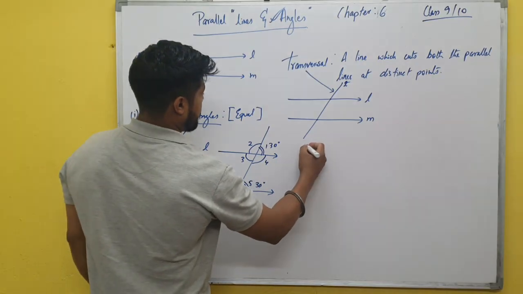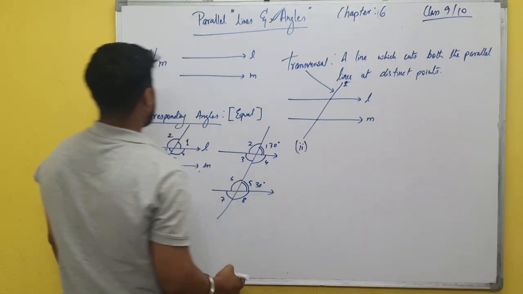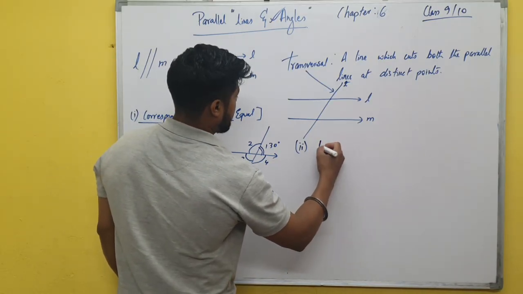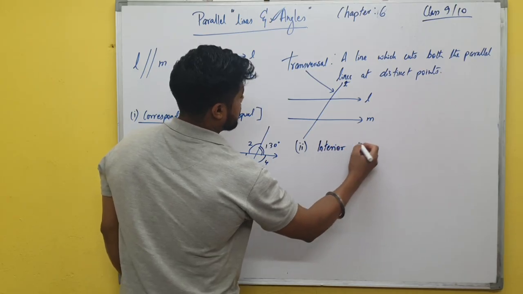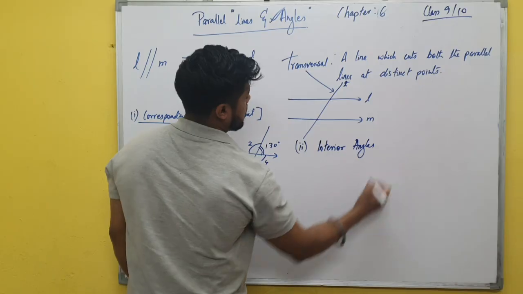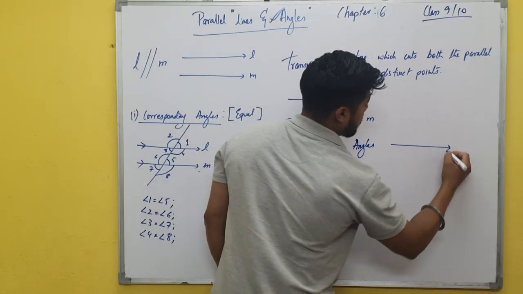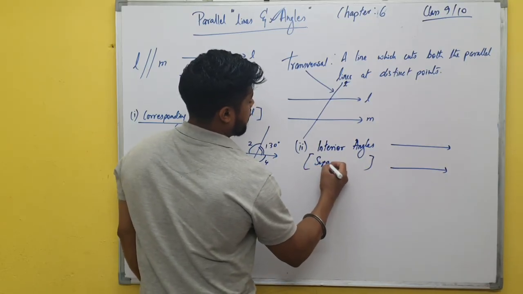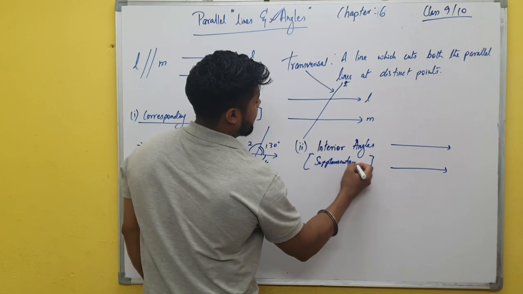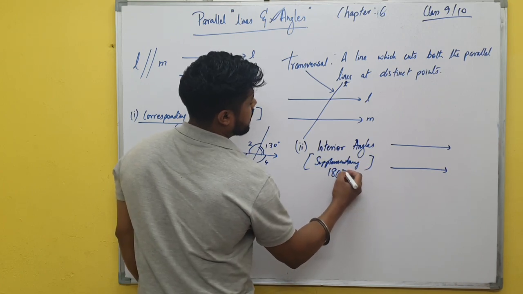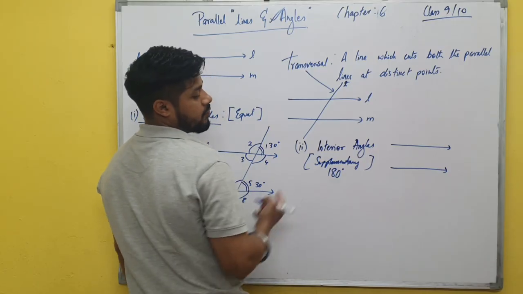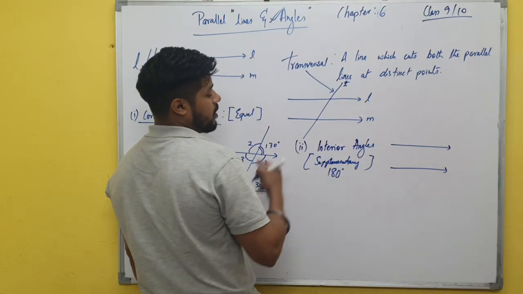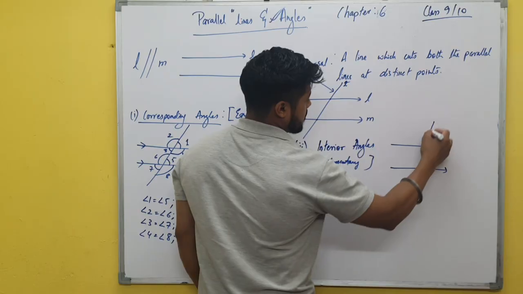Now the second one, we have alternate interior angles. Interior angles, okay fine, let's do interior angles first. Interior angles, in this case again, and remember interior angles are supplementary. What does supplementary mean? When they are added, they will always be equal to 180 degree. The sum of two angles is 180 degree, hence they are called supplementary angles, and interior angles are supplementary angles.